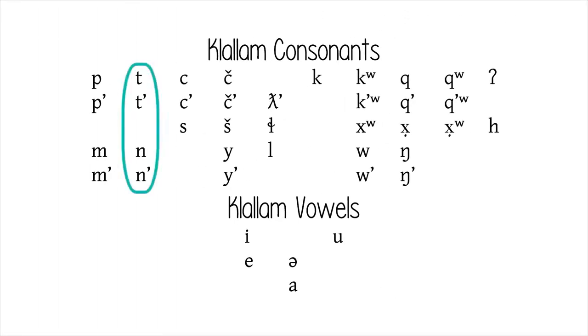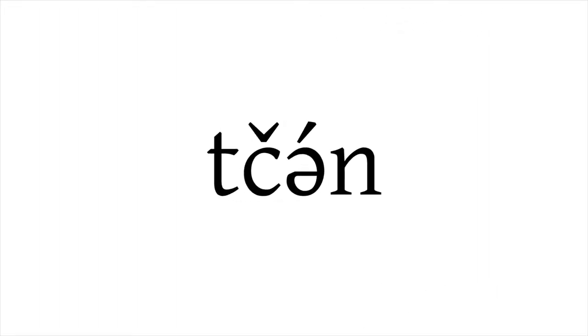T, ejected T, N, glottalized N. These four sounds are produced with the tip of the tongue against the area above the gums behind the upper teeth. The letter T is the same as the sound at the beginning and end of the English word tot. It's in the Klallam word for fork or spear. T-chen.